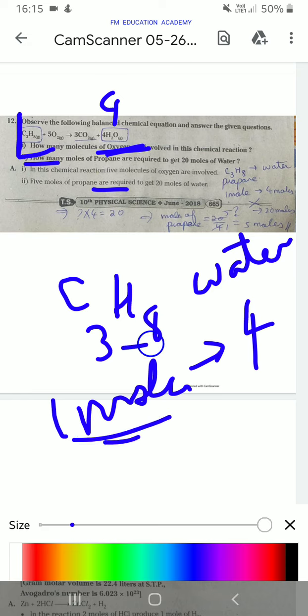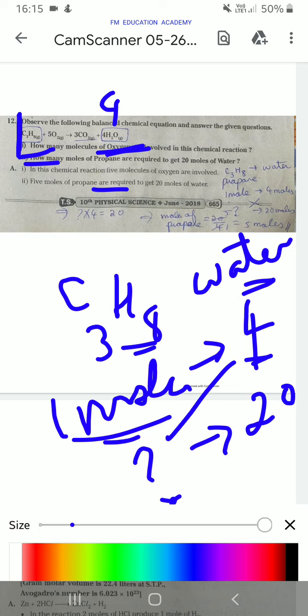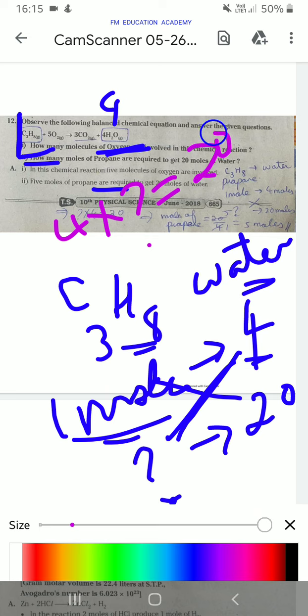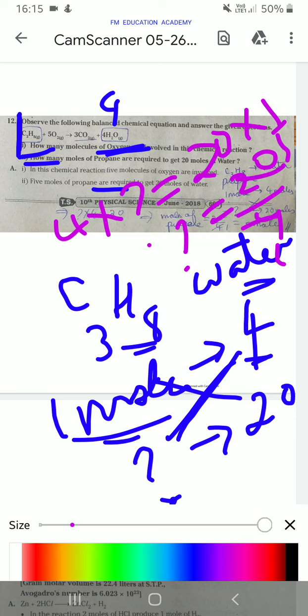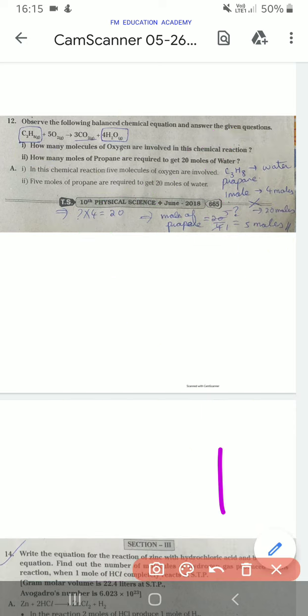1 mole of propane is giving us 4 moles of water. So how many moles of propane will give 20 moles of water? Just cross multiply. 4 into question mark is equal to 20 into 1. So question mark is equal to 20 by 4. 4 ones are 4, 4 fives are 20. So the answer is 5 moles.